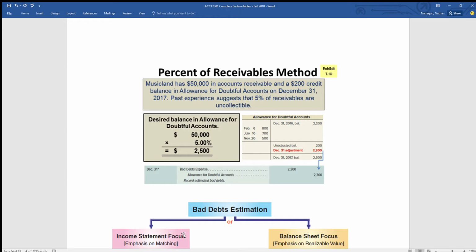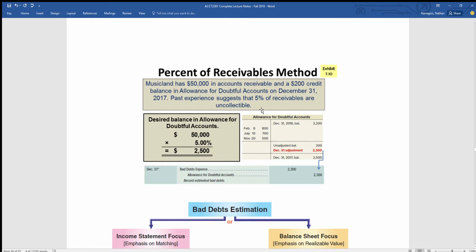So with this, we have Musicland. Hopefully that's an amusement park, because that'd be cool. Anyway, it has about 50,000 in accounts receivable and a $200 credit balance in allowance for doubtful accounts on December 31st, 2017. Our past experience suggests about 5% of total receivables are going to be uncollectible. So again, we do the little thing that we do in percentage of sales. Take the 50,000 times the percentage, which shows us about 2,500.